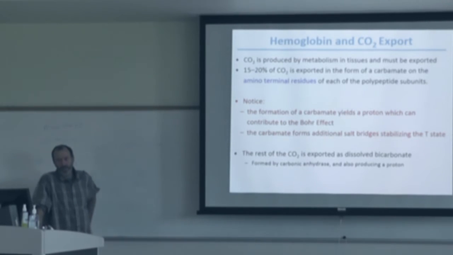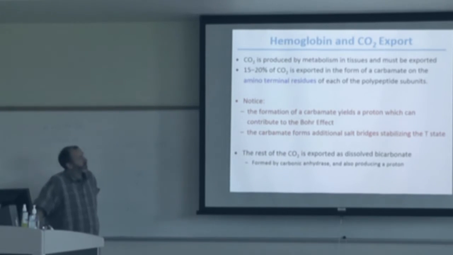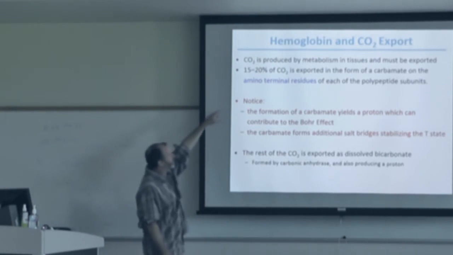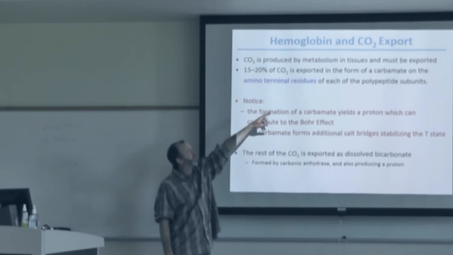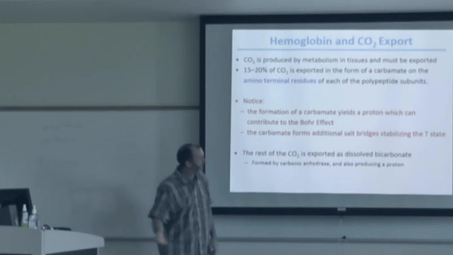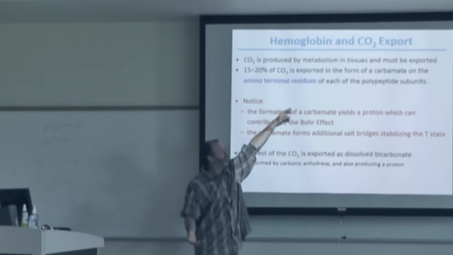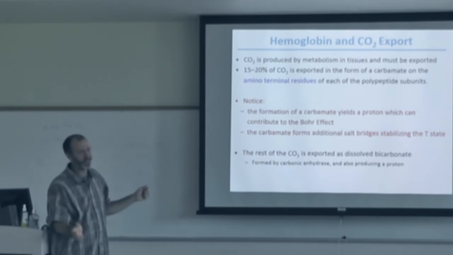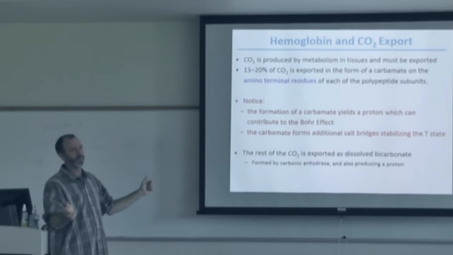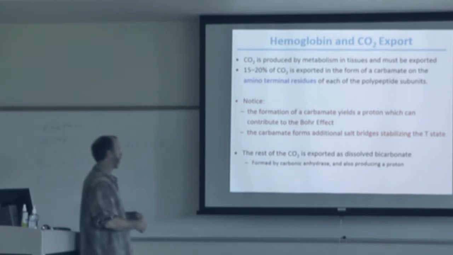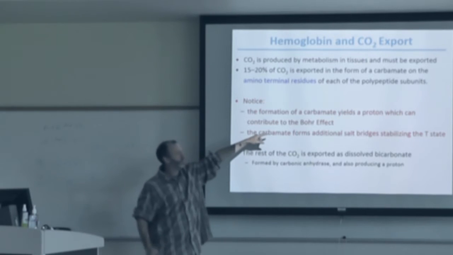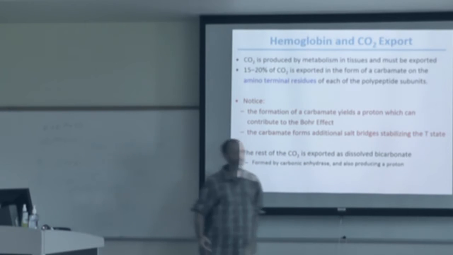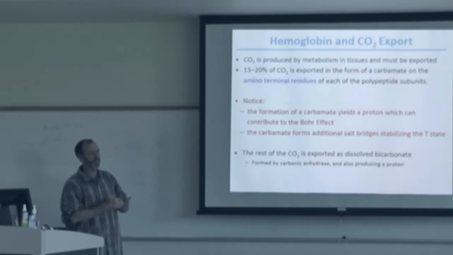So, hemoglobin and carbon dioxide export also. Carbon dioxide is produced in metabolism, and in tissues and muscles, it must be exported. 15 to 20% of the carbon dioxide is exported in the form of a carbamate ion on the amino terminus residue of the polypeptide structures of hemoglobin. So this is the case where you actually get a chemical interaction: the amino terminus reacts with the carbon dioxide itself, and you form a carbamate. The formation of carbamate yields another proton, which adds to the Bohr effect, and the carbamate forms an additional salt bridge, which will stabilize that hemoglobin in a tense state.